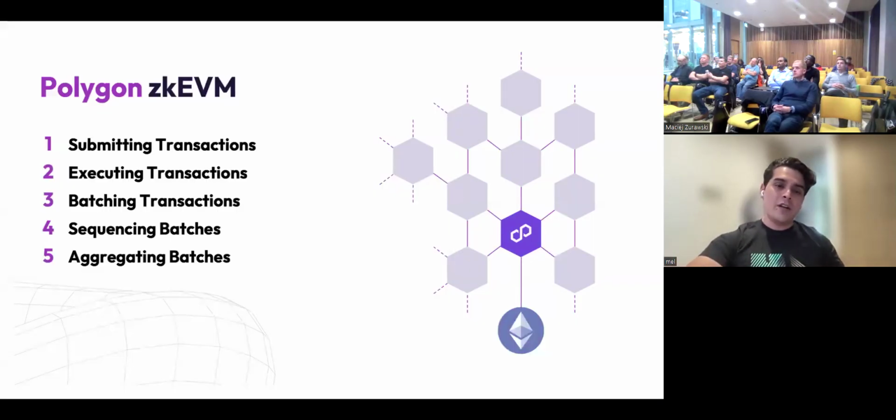How it happens in Polygon zkEVM is very similar, like I said, to Ethereum mainnet, where we have the submitting of transactions and the executing of transactions. However, there are 3 additional steps before going to Ethereum mainnet, which are steps 3, 4, and 5: batching transactions, sequencing, and aggregating. And we'll see where the magic of zero knowledge comes in specifically in the last step, step 5.